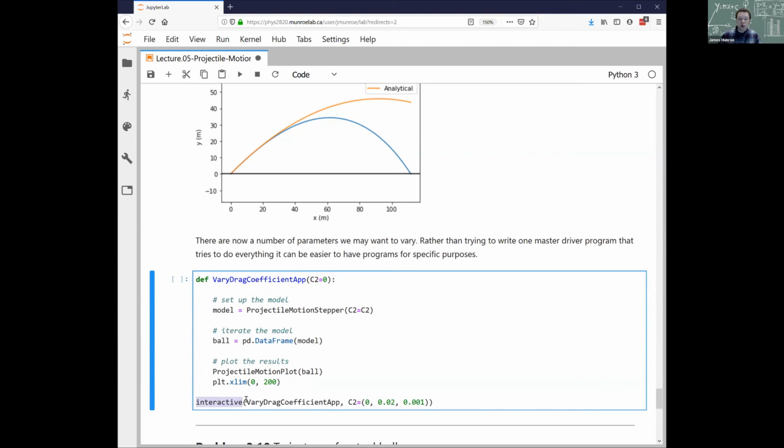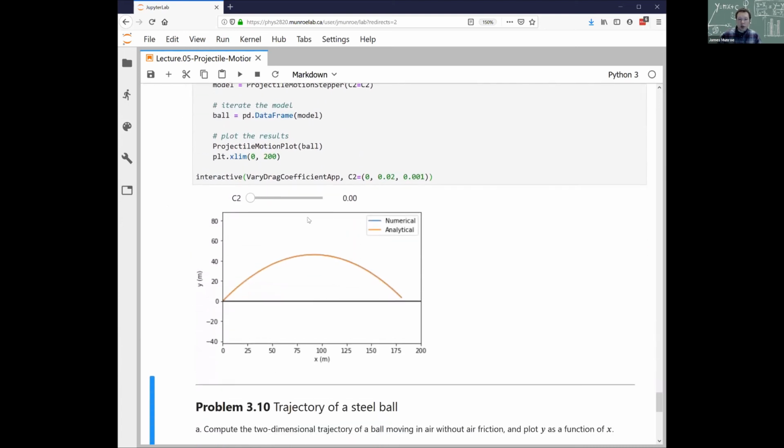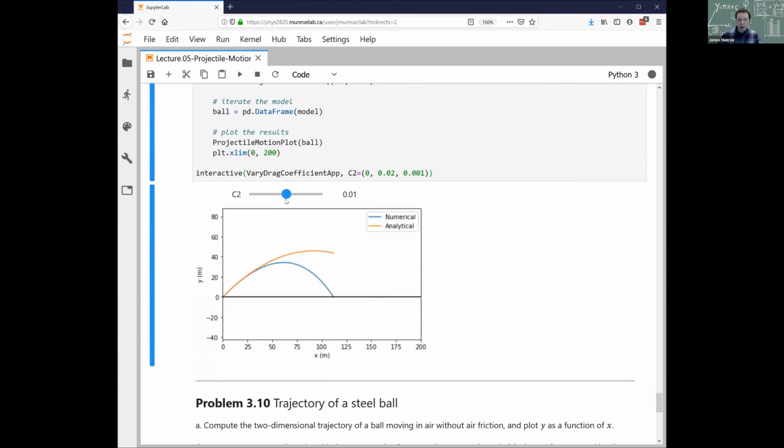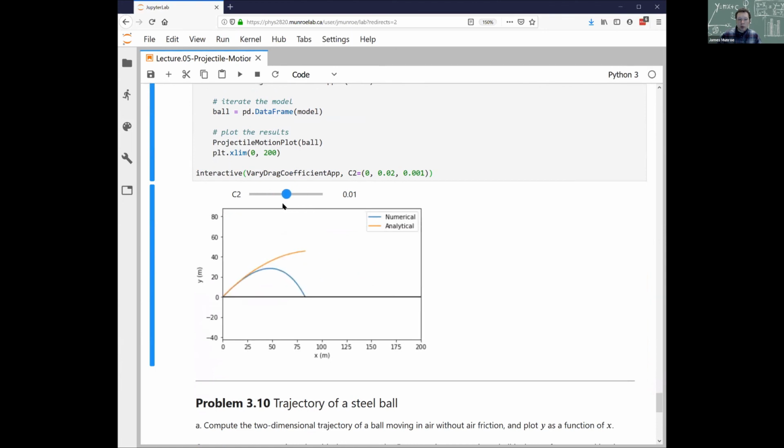What this is doing is it's running this program with the argument C2 that starts from 0, goes as high as up to 0.02, and changes by a step size. And so what that gives us is a nice quick little routine where I am controlling how far it went.